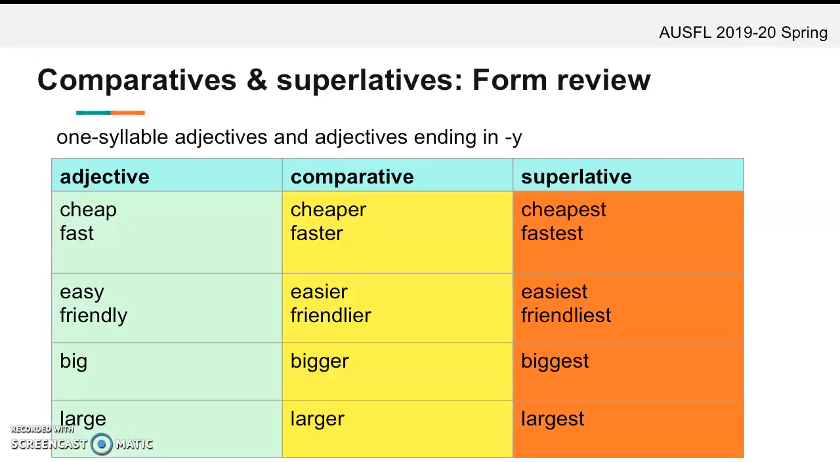The table on this slide summarizes the changes with one-syllable adjectives and adjectives ending in Y. For adjectives ending in Y, Y is dropped. Then I is added before ER and IST. For big, an adjective with a consonant, vowel, and a consonant, the last letter is doubled. For those adjectives ending in E, only R or ST are added.